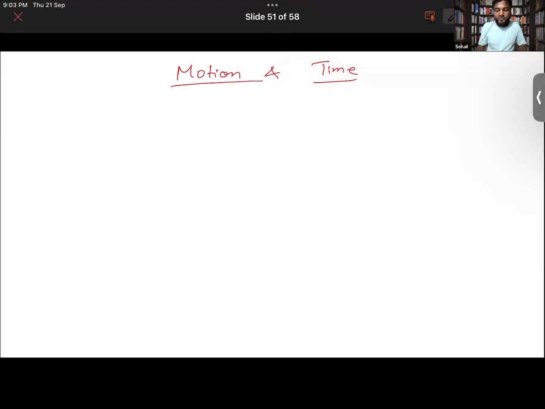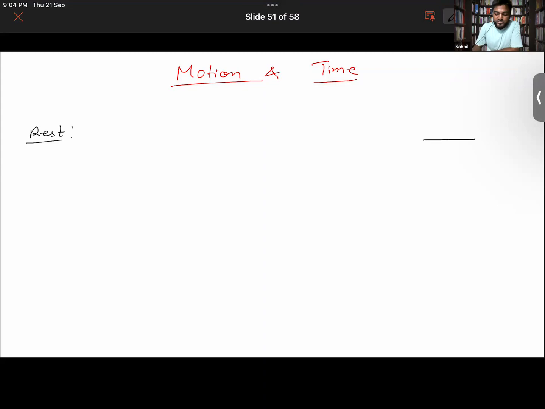Okay, so let's start with the chapter motion and time today. Motion and time. Before we talk about motion, there are a few things we need to be aware of. For example, what do we understand when I say something is at rest?